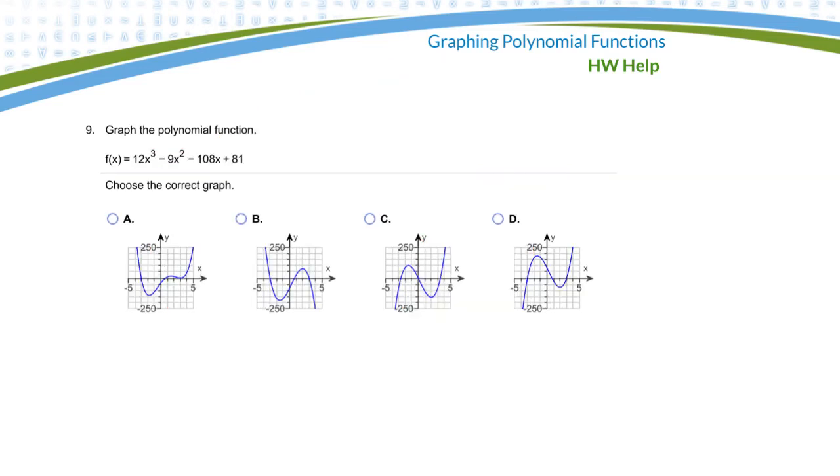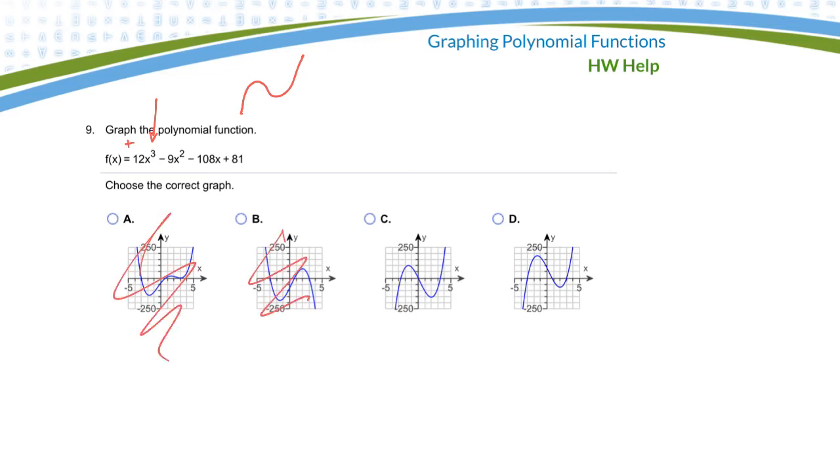Another graph one. Okay, graph this polynomial and choose the correct graph. Oh, this could be tough. I don't know if I could factor that. Oh, maybe I could. I guess I could try. One thing I can do though is narrow things down. So it's a cubic graph and it's positive, so it has to start low, end high.